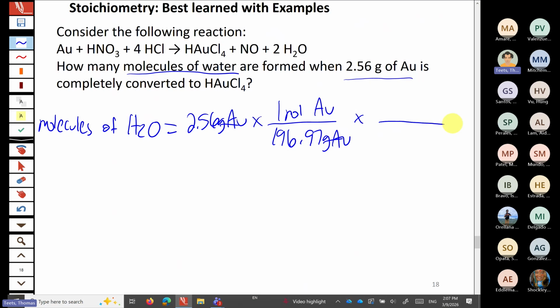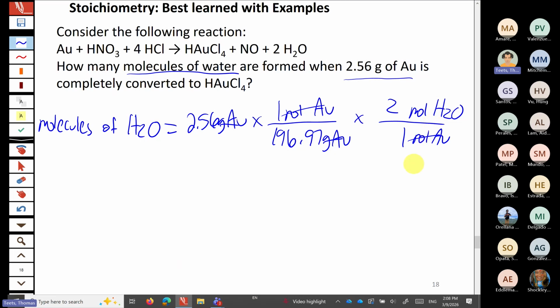Now from here, which coefficients or which ratios we use depend on what we're looking for. So we're given the amount of gold, we're looking for an amount of water that forms. So those are going to be the two coefficients we use. We want gold to cancel, so that's going to go in the bottom. We're going to convert that into moles of water by using its coefficient. So from the balanced chemical equation, water has a coefficient of 2. Gold has a coefficient of 1. So for every 1 mole of gold that reacts, we form 2 moles of water. And we can write that as a ratio, 2/1.